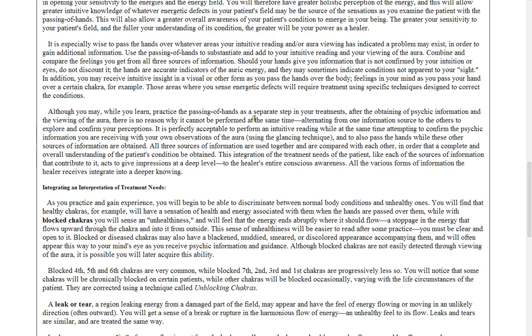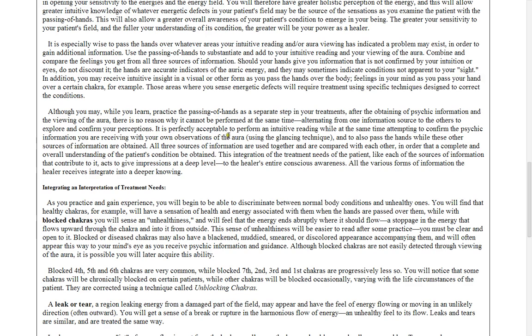Although you may, while you learn, practice the passing of hands technique as a separate step in your treatments, after the obtaining of psychic information and the viewing of the aura, there is no reason why it cannot be performed at the same time, alternating from one information source or strategy or technique to the others to explore and confirm your perceptions.